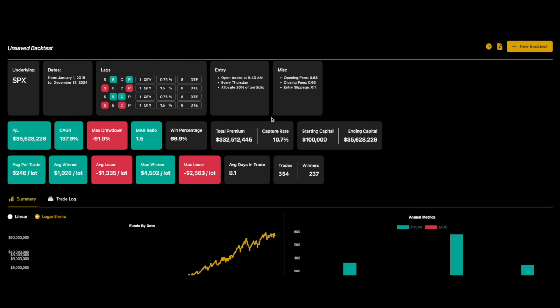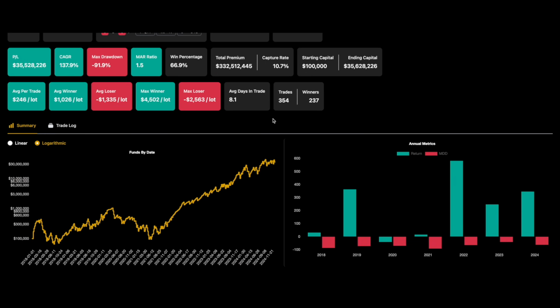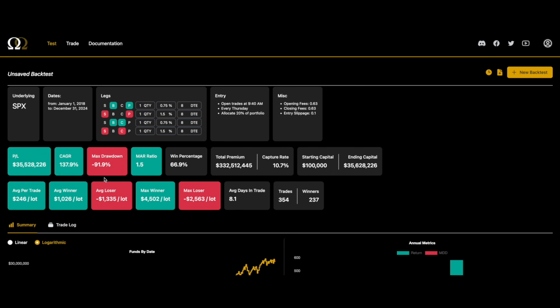Okay, without further ado, here is the start of the backtest. And the first thing I look at is, what? No, this is not something I'd be super interested in for the long term without a few tweaks. Here's why. It's got a 20% portfolio allocation with a drawdown of over 90%.